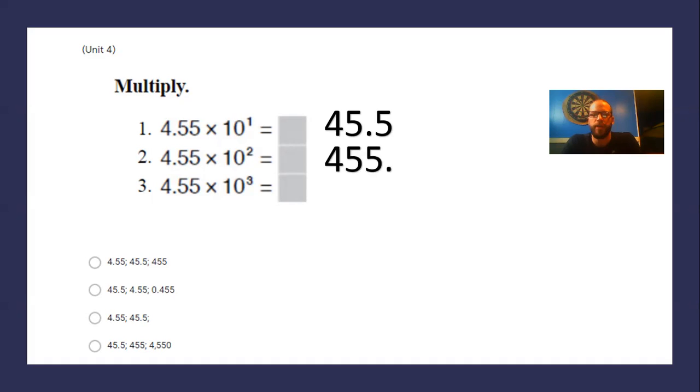And then if you get multiplied by 10 to the third power, the decimal moves over 3 spots. You're getting multiplied by 10, multiplied by 10, multiplied by 10. It's just 4,550. It's the same thing as getting multiplied by 1,000. So therefore, which one of those options is our answer? That last one right there.